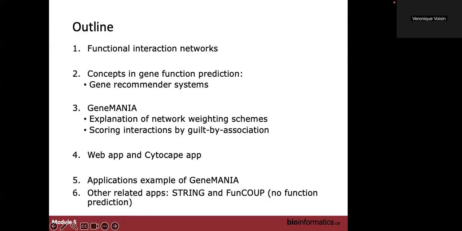In the outline, we will first start with the functional interaction network. Then we will go over the concepts in gene function prediction, covering the gene recommender systems. Then we will explain GeneMania, so explain the network weight system and the scoring of interactions by guilt by association. Then we will see that GeneMania is available through a web app or a Cytoscape app. We will see some applications of GeneMania, and finally we will list two other related apps, STRING and FunCoup.